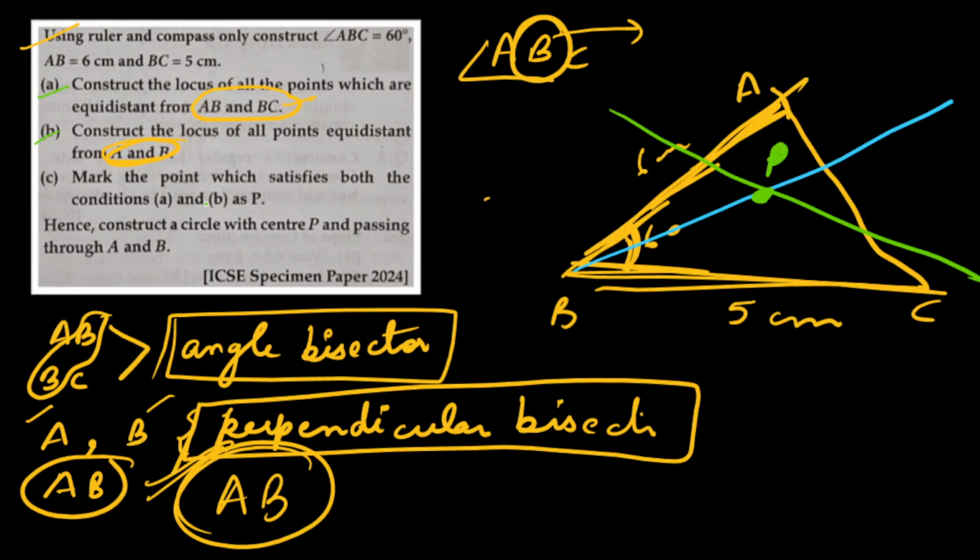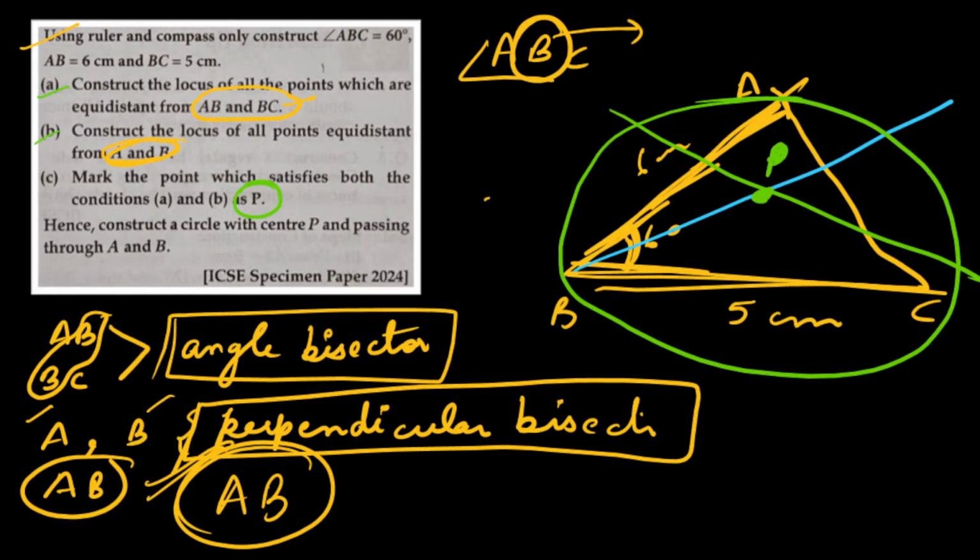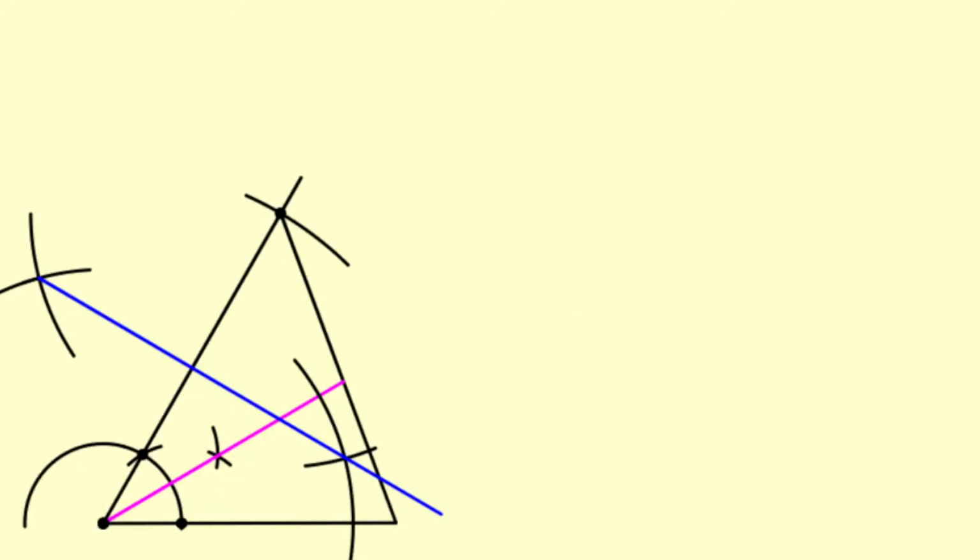Now mark the point which satisfies both. So that means their point of intersection, we just have to name as P. Okay, now what we have to do? We have to construct a circle with center P passing through A, B, C. That means the circle should be the circumcircle, and for the circumcircle, we know we have to draw the perpendicular bisector. So one more perpendicular bisector we will draw. One with blue color I have already drawn for AB.